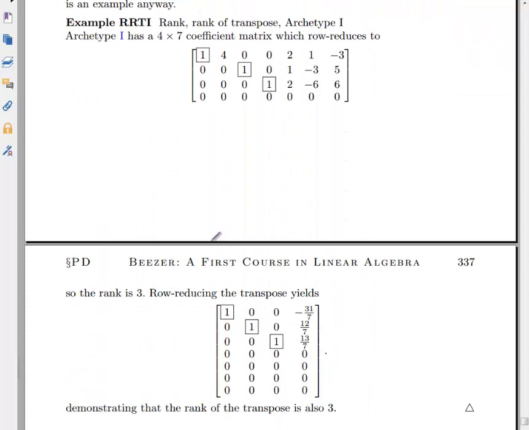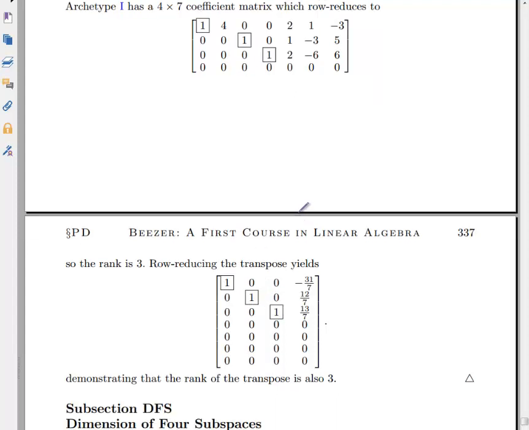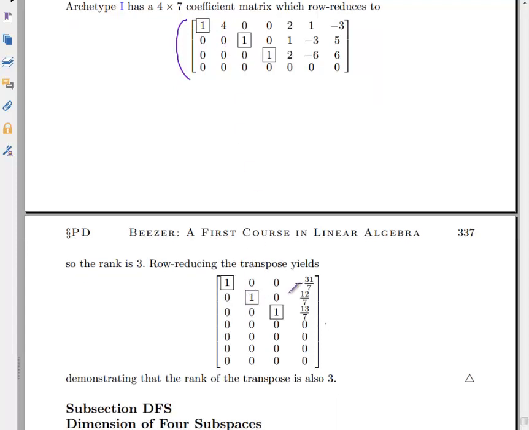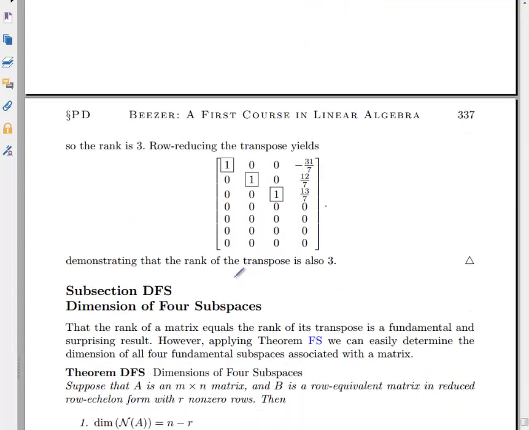Okay. All right, so some examples. If you have a 4 by 7 matrix that reduces here, what's the rank? Well, 1, 2, 3. If instead you took the transpose and row reduced, you would still get 1, 2, 3. So we could tell right away from here that the dimension of the row space is 3, but you could also take the transpose and row reduce and show that the dimension was 3.